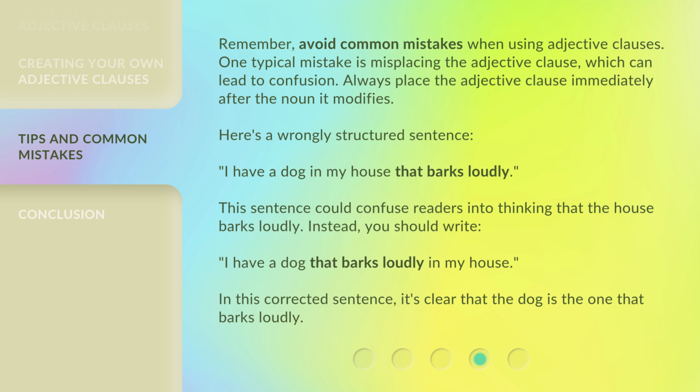Here's a wrongly structured sentence. I have a dog in my house that barks loudly. This sentence could confuse readers into thinking that the house barks loudly. Instead, you should write, I have a dog that barks loudly in my house. In this corrected sentence, it's clear that the dog is the one that barks loudly.